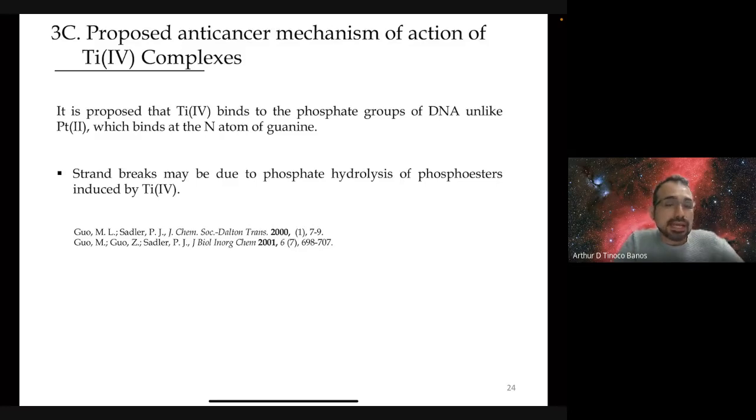So it is proposed that titanium binds to the phosphate groups of DNA, which is unlike platinum, which is proposed to bind to the nitrogen 7 atom of guanine. And if we apply hard-soft acid-base theory here, that makes sense to us, right? So titanium would likely localize at a harder site, which would be at the phosphate groups, and the platinum, being softer, would localize at a more intermediate site located in the bases. And then the strand breaks, as I already mentioned previously, may be due to phosphate hydrolysis, but I would say highly unlikely.